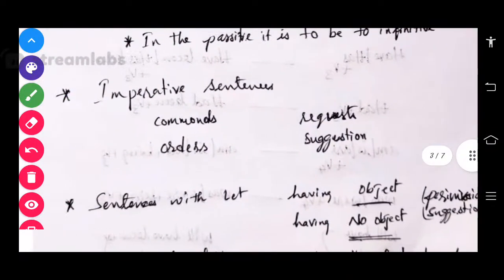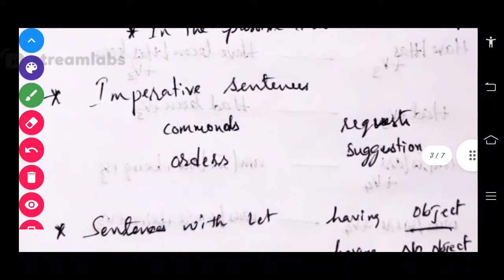Then next, there is another rule about imperative sentences. Yeah, very nice to see you on the screen. Very nice of you.